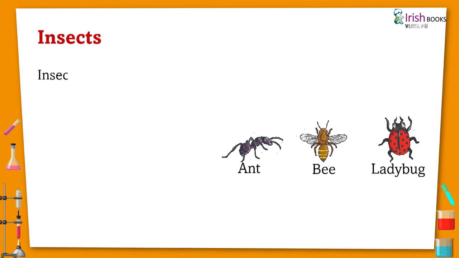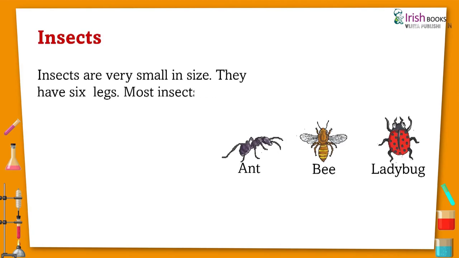Insects. Insects are very small in size. They have six legs. Most insects can fly with the help of their wings, like ant, bee, ladybug.